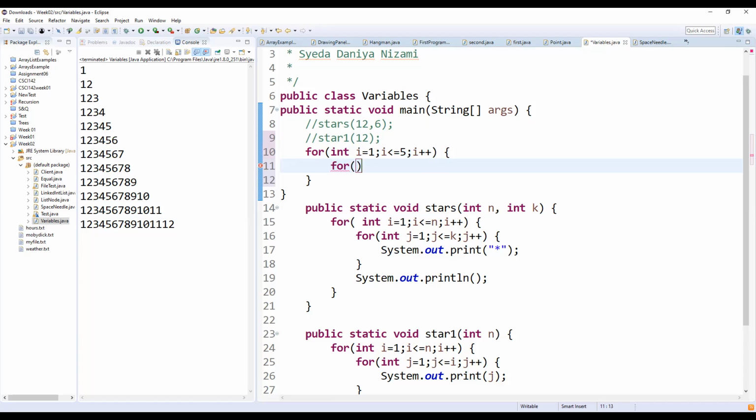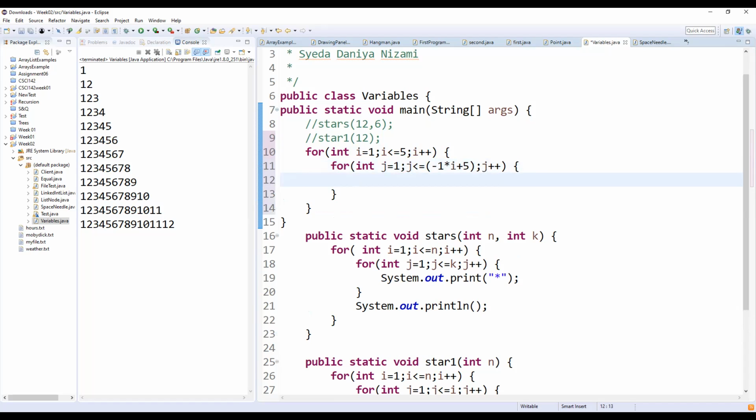For int i equals 1, i less than or equal to 5, i plus plus, then starting and ending curly braces, and we have our nested loop, which prints our pattern. For int j equals 1, j less than or equal to... what's the pattern we have? It's -1 times the number of lines, and i is handling the number of lines, plus 5. So this formula will create the pattern we are looking for, then semicolon and j++.